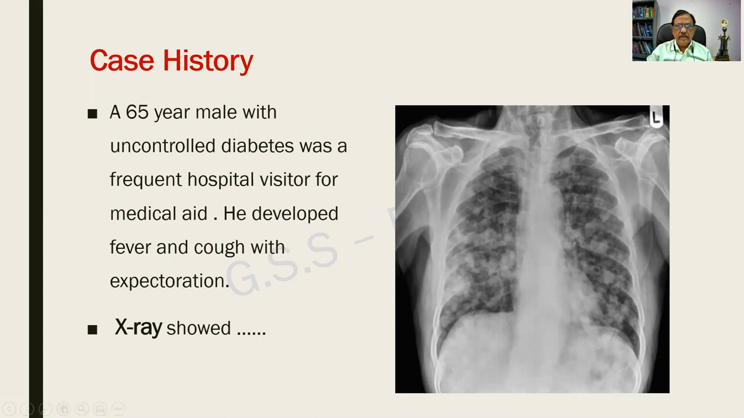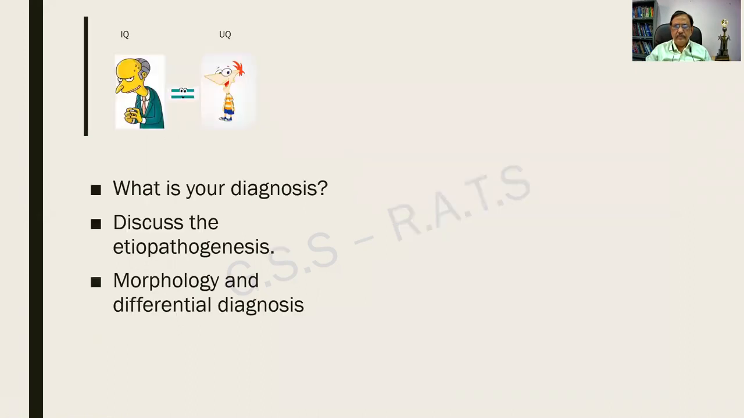Now that you are all good diagnosticians, let me see what you say. A 65-year-old male with uncontrolled diabetes was a frequent hospital visitor for medical aid. Suddenly, he developed fever with cough and expectoration, and his X-ray showed... So please observe the X-ray. What is your diagnosis? Discuss the etiopathogenesis, morphology, and differential diagnosis.